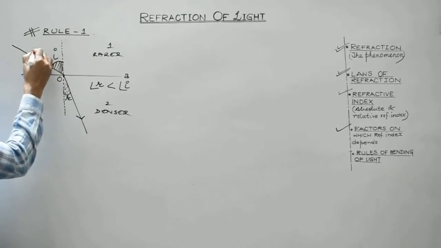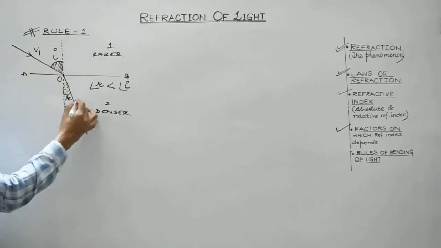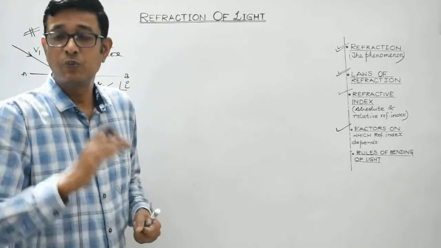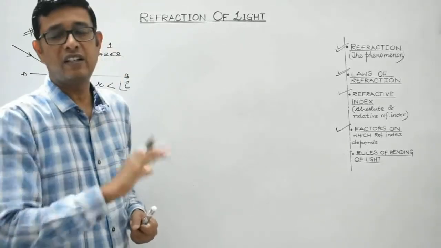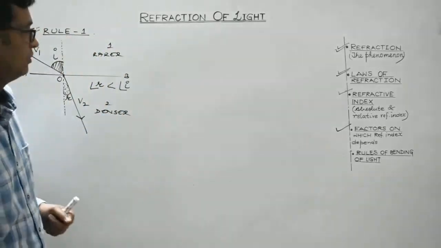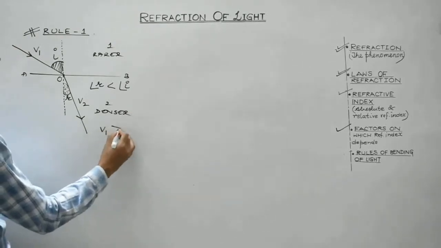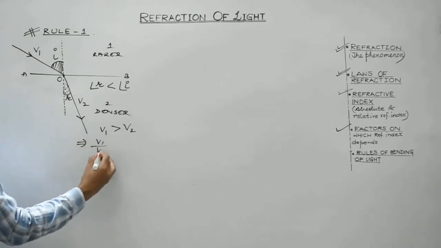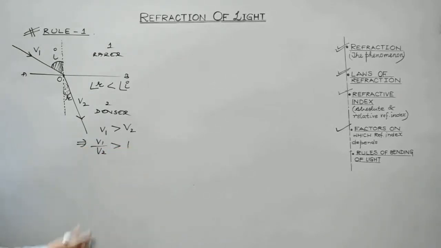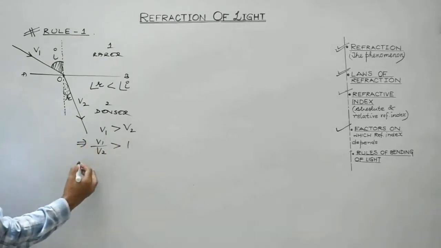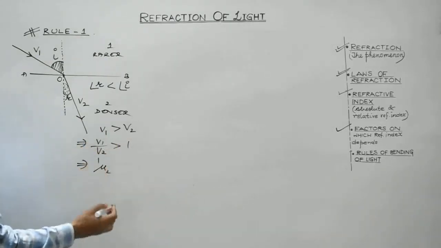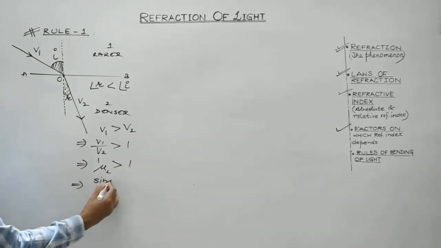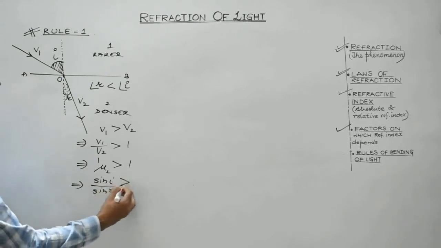So this is rarer medium. Suppose here the speed of light is v1, and in the denser medium the speed of light is v2. Students, I have told you a very basic fact. Speed of light in rarer medium is always greater than the speed of light in the denser medium. So what I mean to say is that v1 is greater than v2, right? Therefore, v1 by v2 would be greater than 1, right? Also, v1 by v2 is equal to refractive index of the second medium with respect to first medium, like this. And refractive index is given by sin i divided by sin r.